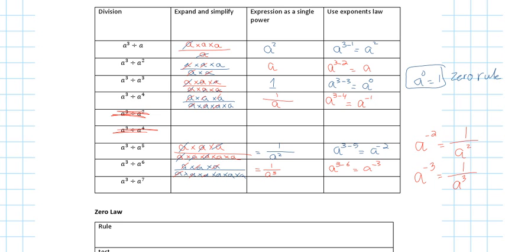What do you think the answer for this is going to be? Using the exponent law, what would it be? A to the power of? Negative 4. Now, if I want to write it as a positive exponent, what do I write it as? 1 over a to the power of 4.